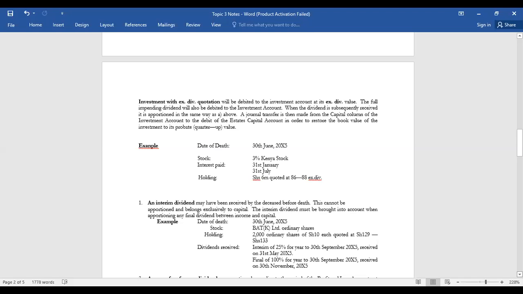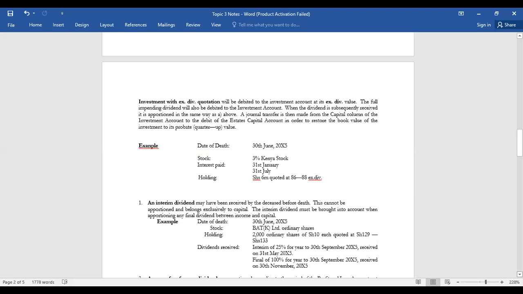You remember that? So if you purchase before the ex-dividend date, you get the dividend. If you do it after, the dividend goes to the seller, not the buyer. So kindly note the dates. So when we are talking of the investment with ex-dividend quotation, it will be debited to the investment account at its ex-dividend value. So the full impending dividend will also be debited to the investment account. Full value. So when the dividend is subsequently received, it will be apportioned in the same way as we apportioned the latter.